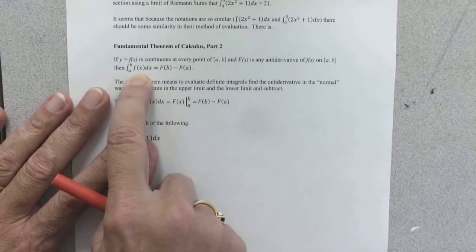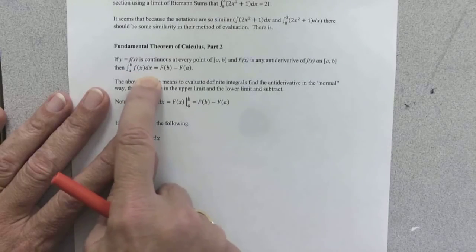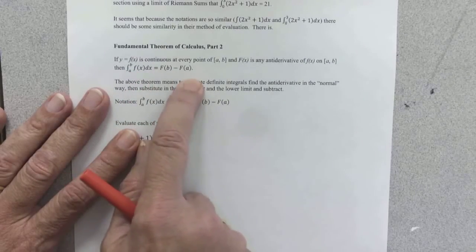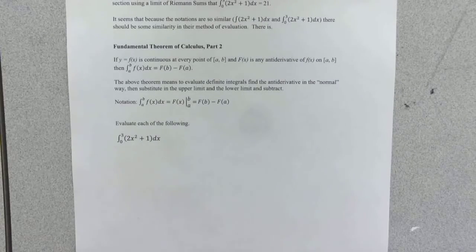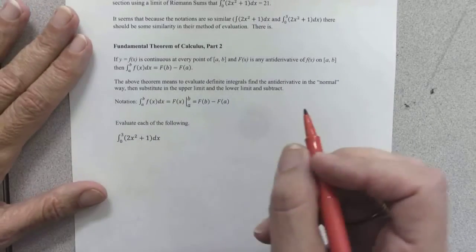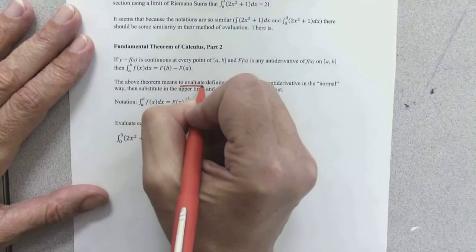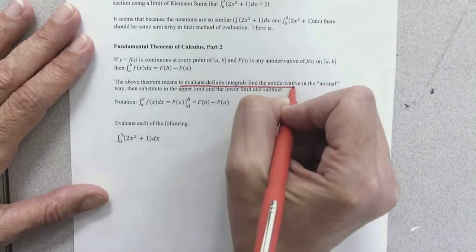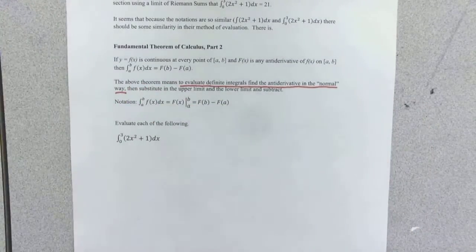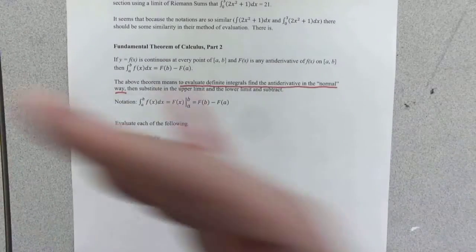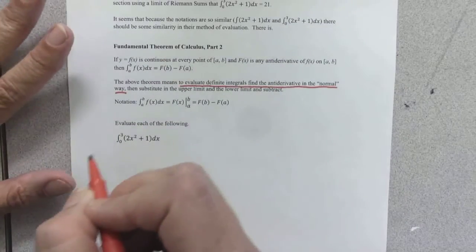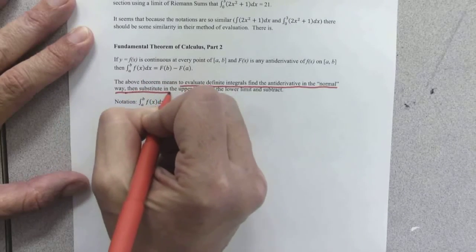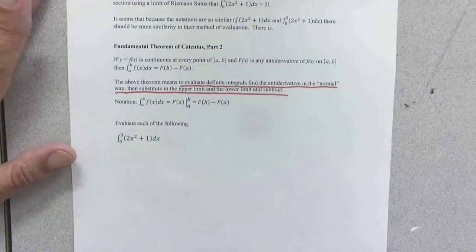So what this is saying right here, that the integral from a to b of little f of x dx equals capital F of b minus capital F of a, is this: to evaluate definite integrals, find the antiderivative in the normal way, whether you need to use substitution, a power rule, that sort of thing. Just find the antiderivative in the same way that we did back in section 4.8, then substitute in the upper limit and lower limit and subtract.